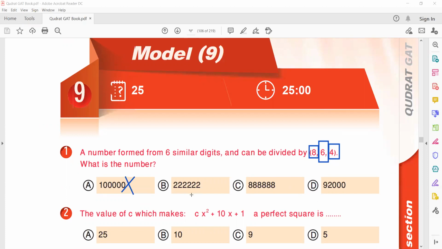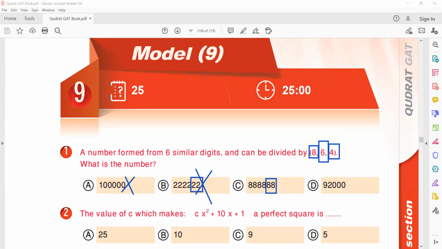What about B? Is it divisible by 4? You check the first two digits here, 22. Is 22 divisible by 4? No. So the second answer is wrong. What about C? Is it divisible by 4? I check the last two digits, 88. Yes, correct for 4.